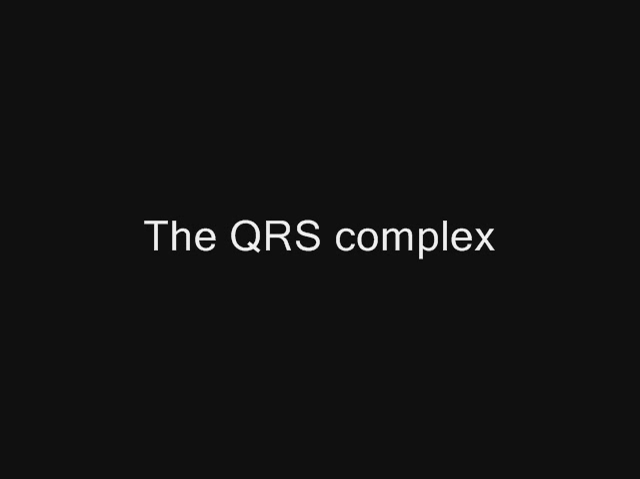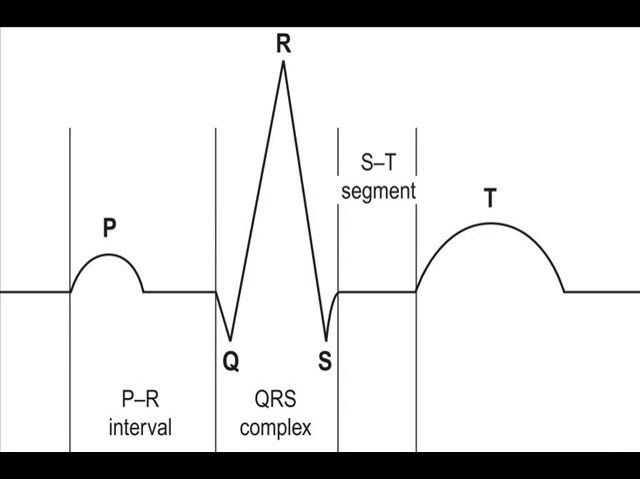The other measurement we need to look at is the QRS complex, and in addition to this we need to look at the shape of the QRS complex. At its widest point, the QRS complex should be no wider than 3 small squares. It can be on 3 small squares, but it shouldn't be any wider.